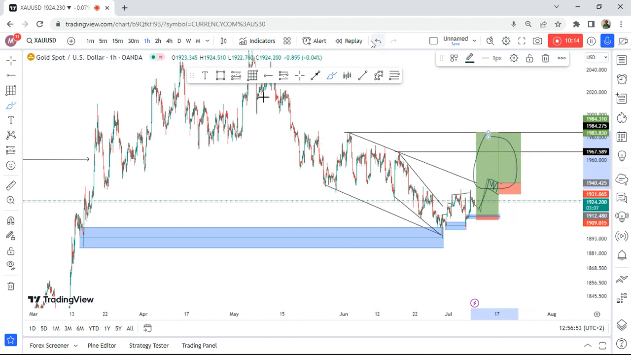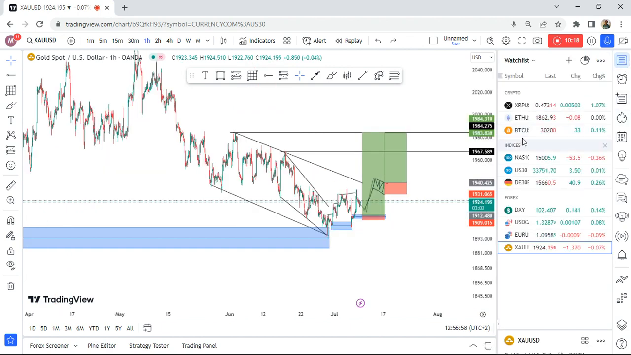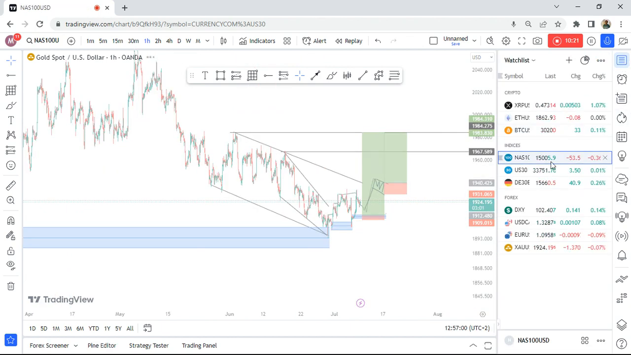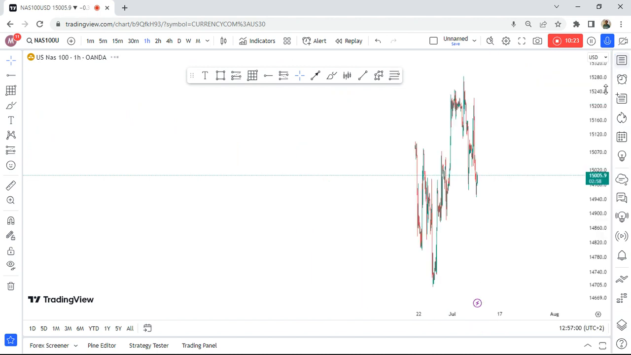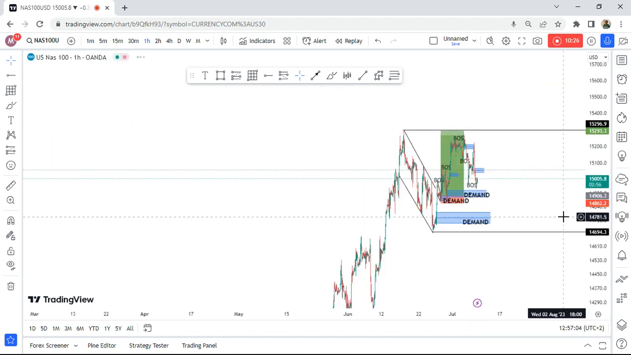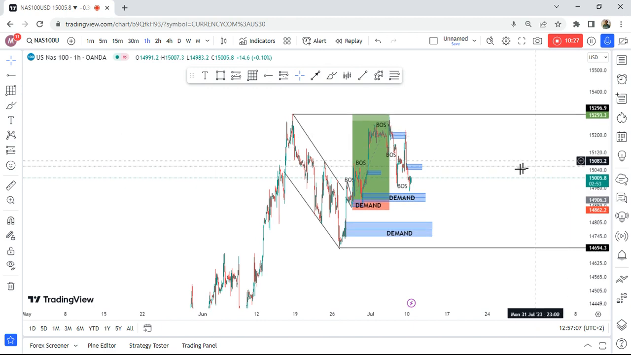Let me go look at the other pairs. The other pair, I think I have NAS100. With NAS100, guys, I got stopped out actually, but I was close to hitting my take profit, I think.